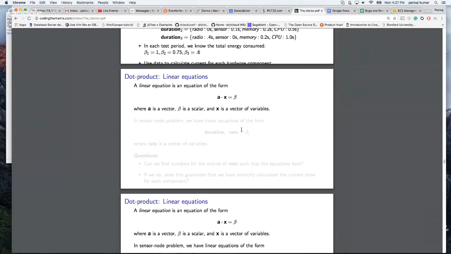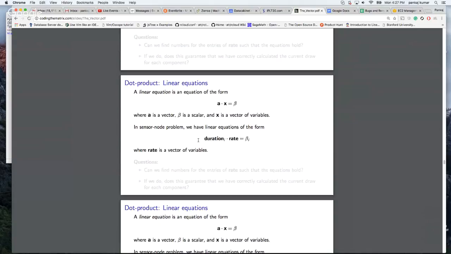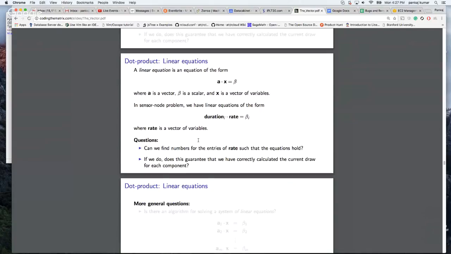So duration multiplied by rate is beta i. So can we find the number of entries of rate? So can we find this X given A and beta? Can we find this X?